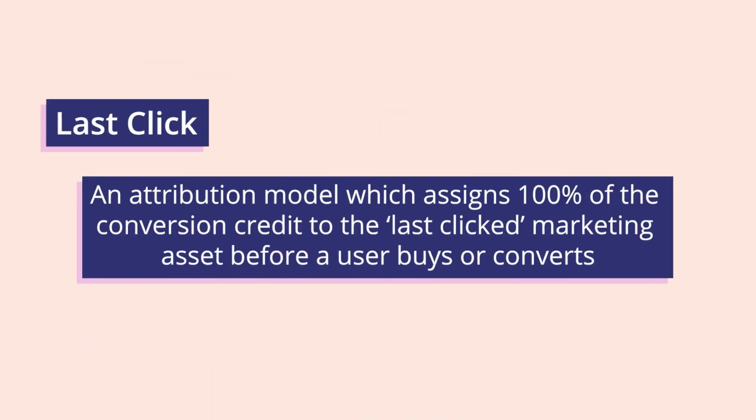But first things first. What exactly is last-click attribution? Last-click is an attribution model that assigns 100% of the conversion credit to the last-clicked marketing asset before a user buys or converts. It's also a single-touch attribution model, which means it only takes a single marketing touchpoint into account. So why does last-click fall short compared to other attribution models?